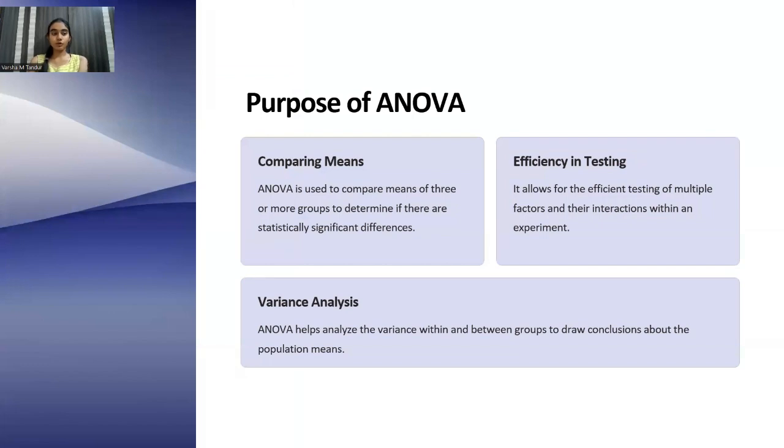What is the purpose of ANOVA? Comparing means. ANOVA is used to compare means of three or more groups to determine if there are statistically significant differences. Efficiency in testing. It allows for the efficient testing of multiple factors and their interactions within an experiment. Variance analysis. ANOVA helps analyze the variance within and between groups to draw conclusions about the population means.